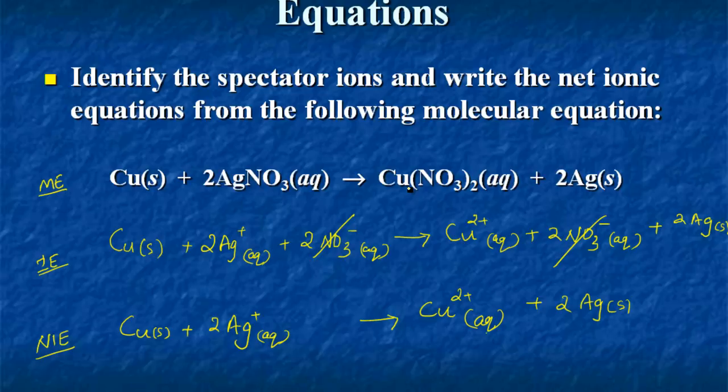So in that single displacement reaction, if you really look into the core, who actually played? It's only copper and silver ions displacing each other. Nitrate is basically a spectator ion. Nitrate doesn't matter whether it's with the copper or with the silver. As long as it's there in the solution, it's happy. No preference. Right? But copper and silver, yes, based on their activity, they displace.